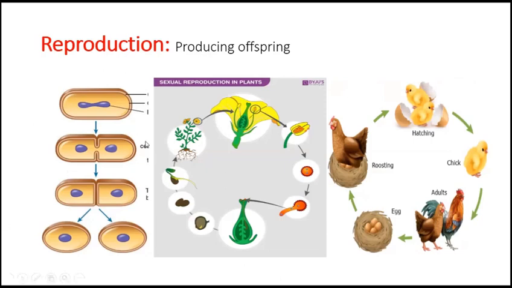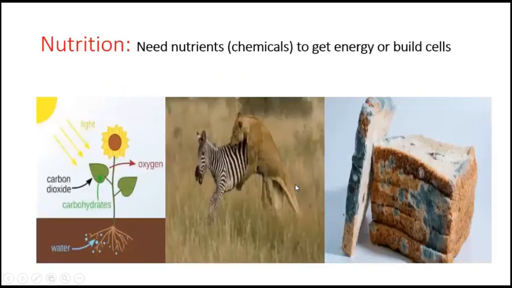For example, unicellular organisms also undergo reproduction. A single cell is divided into two cells of the similar type. In the similar way, plants also undergo reproduction either through spores or seeds, which I will be explaining in my coming lectures. And animals also undergo reproduction either by laying eggs or by giving birth to an individual.